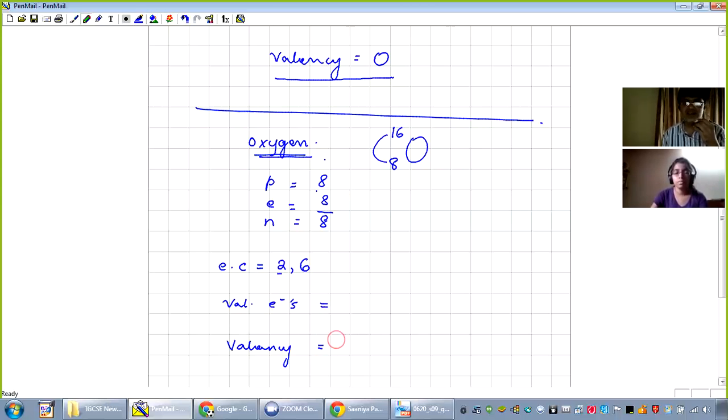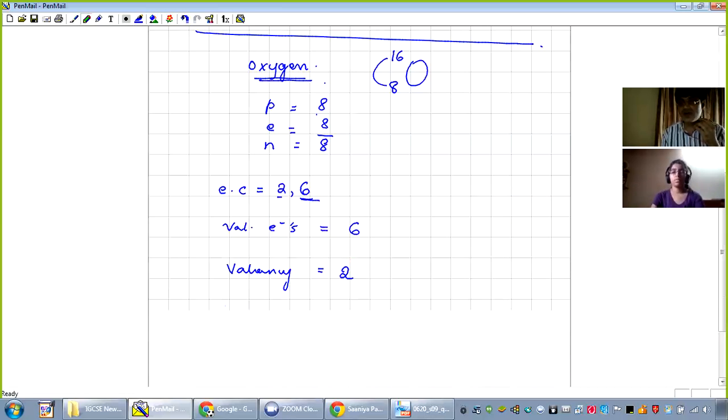How many valence electrons are there? 6. Correct. You just have to see the number of electrons in the last orbit, that will be 6. What will be its valency? Don't say plus or minus at the moment. It needs 2 more electrons, so therefore its valency is going to be 2.